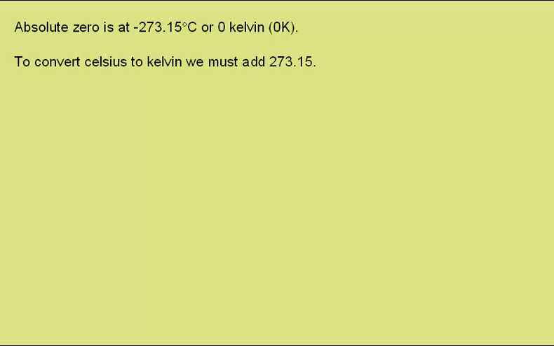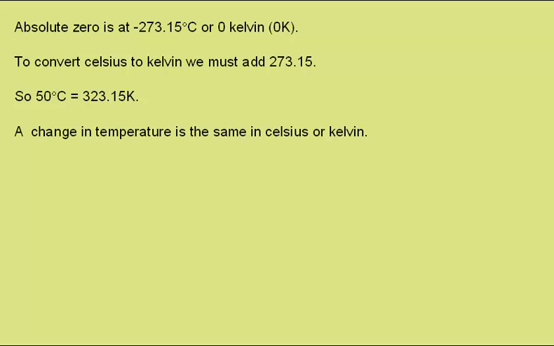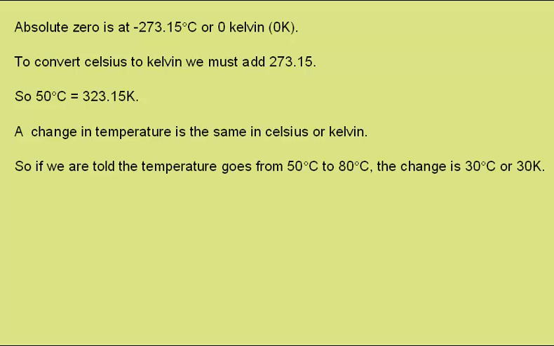To convert Celsius to Kelvin, we must add 273.15. So, for instance, 50 degrees C is 323.15 Kelvin. A change in temperature is the same in Celsius or in Kelvin, because the increment of 1 Kelvin has been made to coincide with an increment of 1 degree Celsius. So if we were told a temperature goes from 50 degrees C to 80 degrees C, the change in temperature is 30 degrees C, or equally, it is a change of 30 Kelvin.